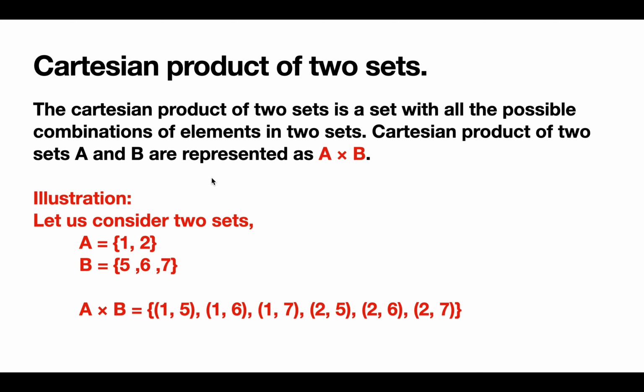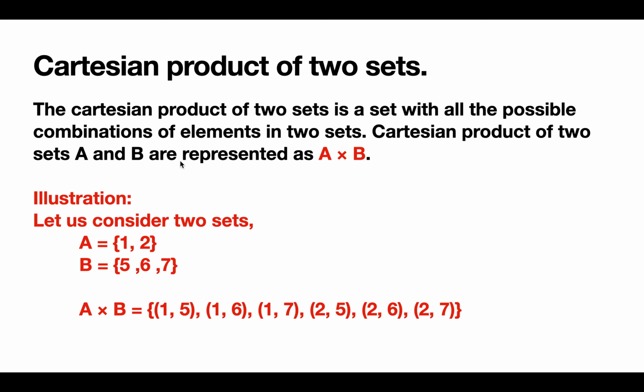Next, Cartesian product of two sets. I have already mentioned that at the end of the functions, we are going to discuss what is a Cartesian product of two sets. The Cartesian product of two sets is a set with all the possible combinations of elements in two sets. Cartesian product of two sets A and B is represented as A cross B. The Cartesian product is nothing but all the possible combinations or the pairs we can make out of the two sets.